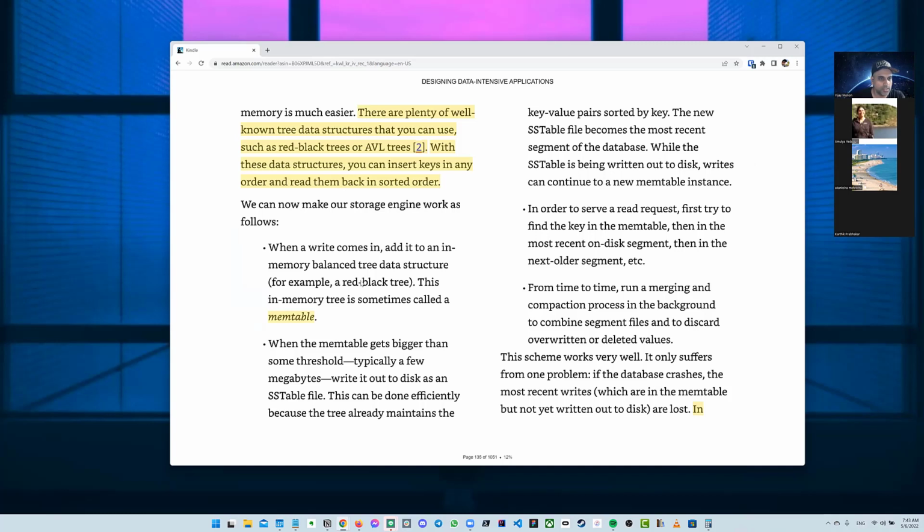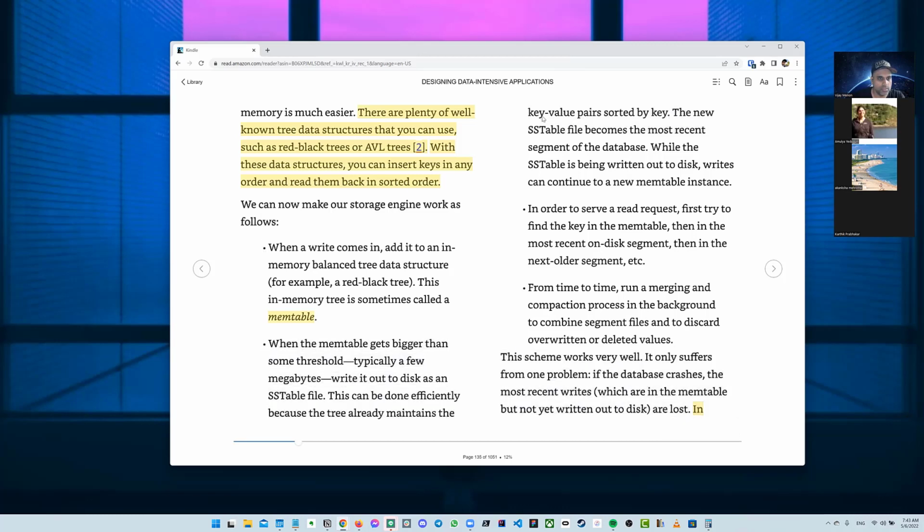So the main part here is that there's this memtable, backed by a tree structure, usually a red-black tree. And then as the memtable gets big in size, you write it to disk. This helps keep the key-value pairs sorted.